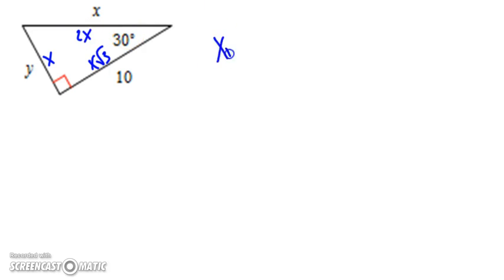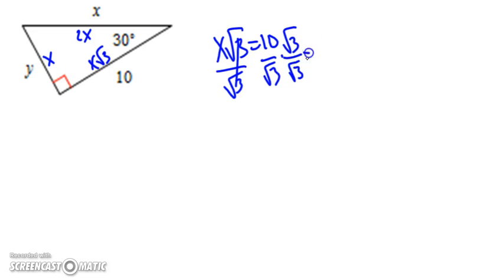So we know that x radical 3 equals 10. And again, just like the last one, we have to simplify this. Okay, so we know x equals 10 over radical 3, but we can't have that radical on the bottom. So that gives us 10 radical 3 over radical 9.